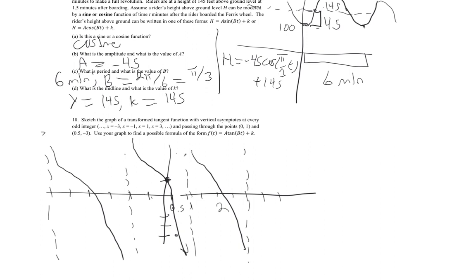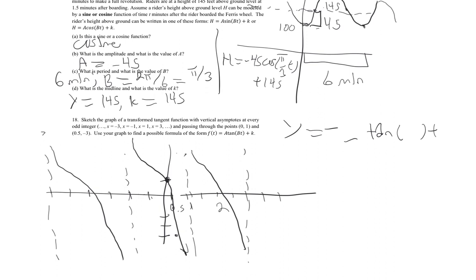Now that we have this graph, we want to find a possible formula for f of t. First of all, because tangent goes to positive infinity on the left asymptote and negative infinity on the right asymptote, we know that it's negative. There's some scaling factor, and then tangent. And then we know there's some new period, and we know there's a midline. So the midline should be at 0, 1.